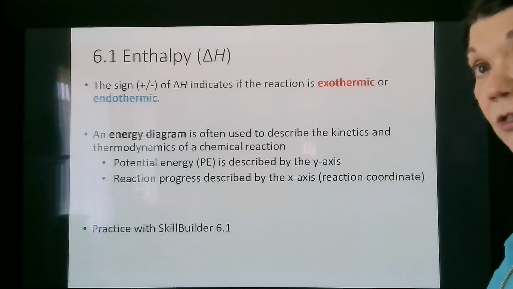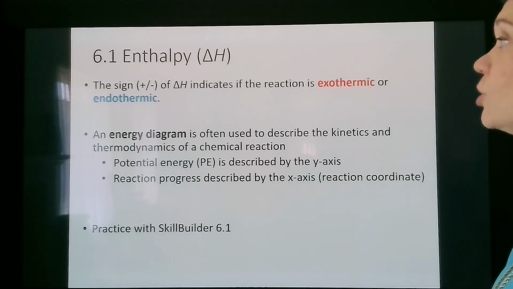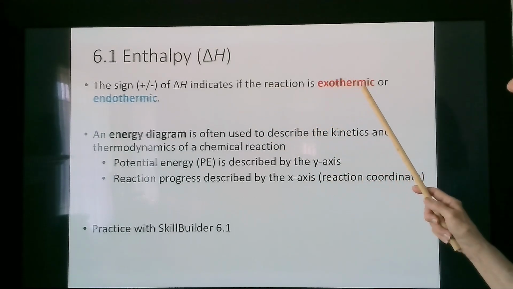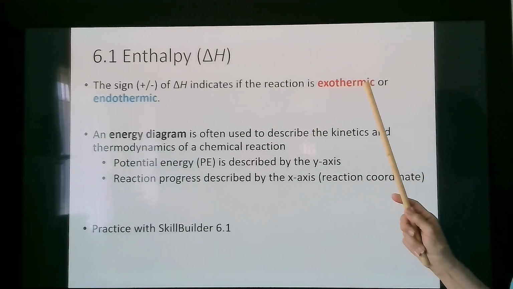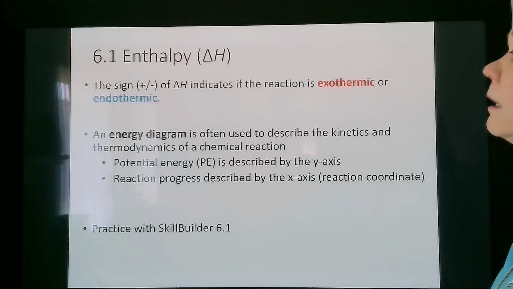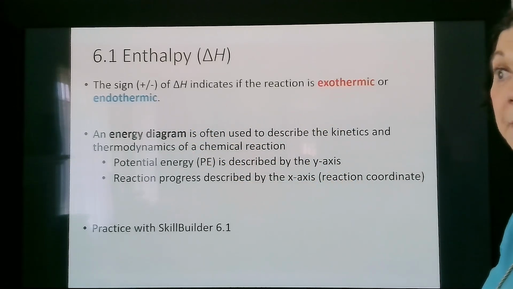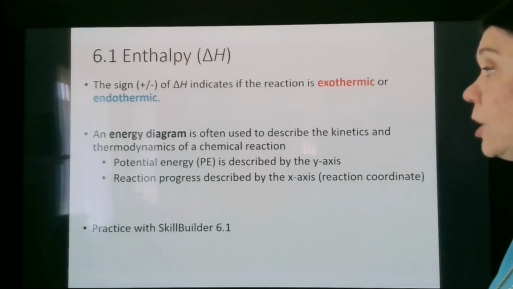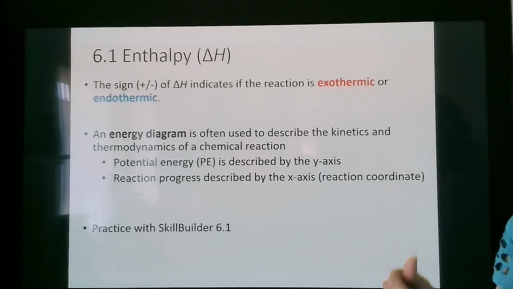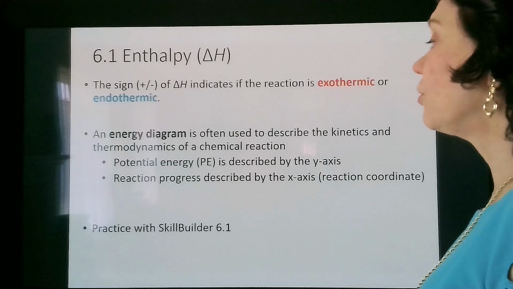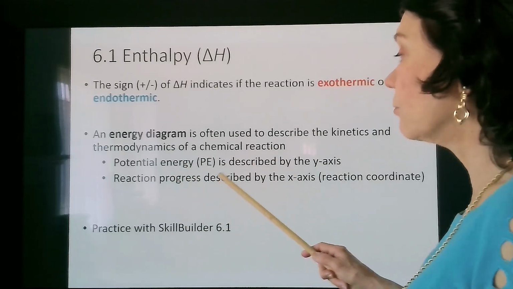So in the enthalpy, calculating the delta H, the sign of delta H indicates whether the reaction is exothermic, that means energy is given off in the reaction, or endothermic, which means that energy needs to be put in order for the reaction to go. An energy diagram, which you will need to become familiar with, and you may already be familiar with it, is often used to describe the kinetics and thermodynamics of the chemical reaction.